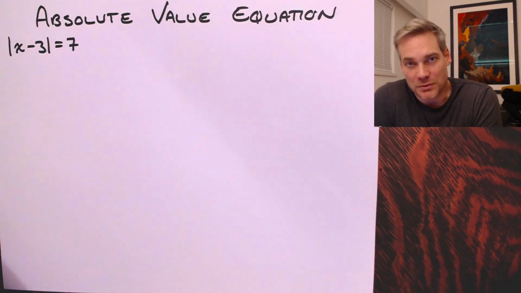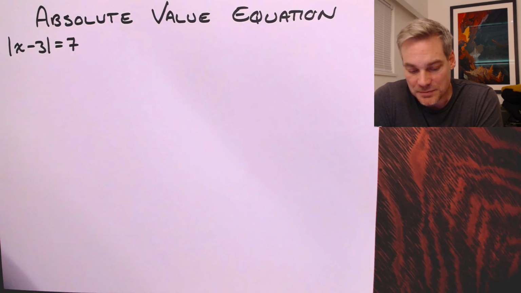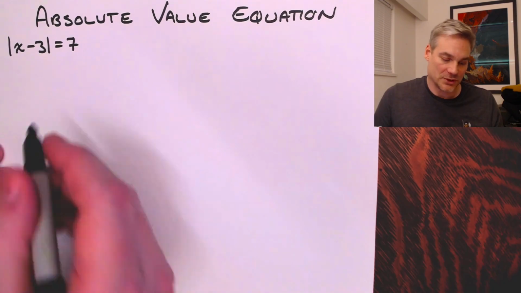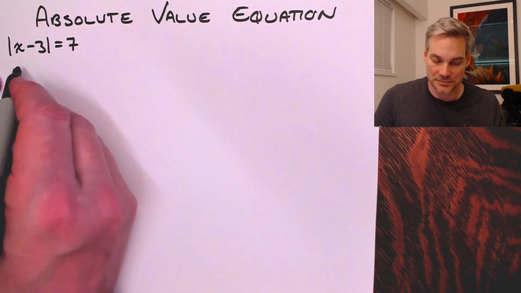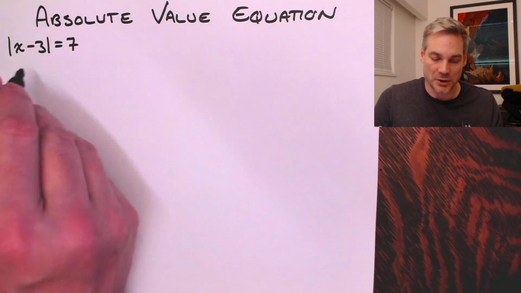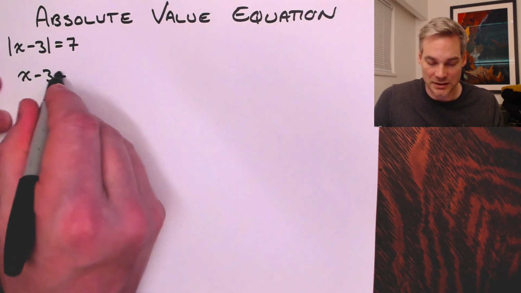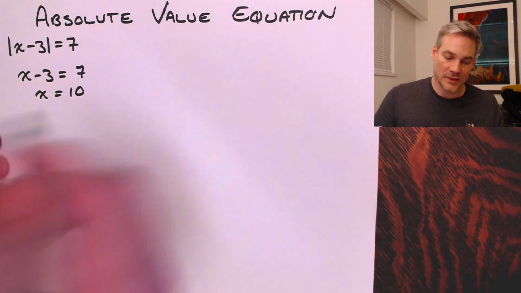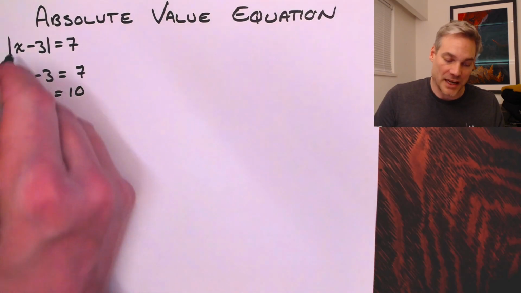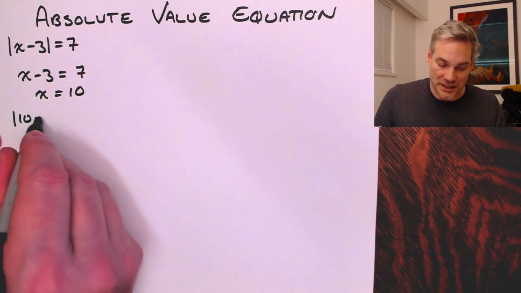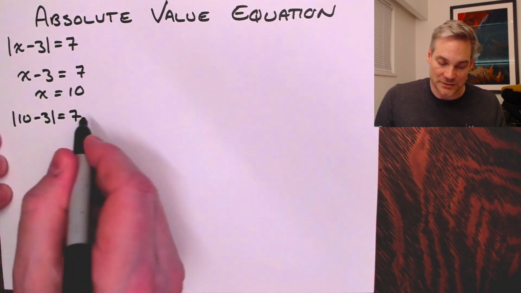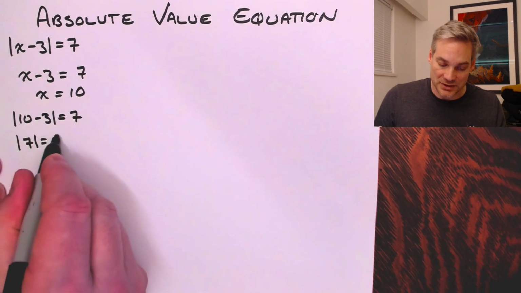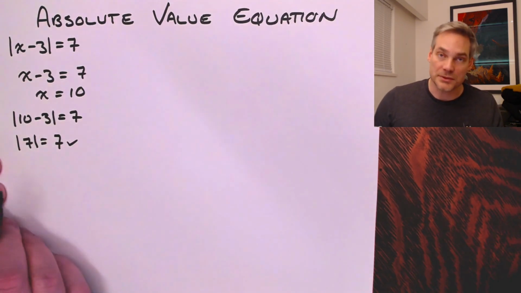Hey, so we're going to do an absolute value equation, and it's pretty straightforward, but let's just solve this. So we have two possible solutions here. So I'm going to say, well, this could be positive, so let's do x minus 3 could equal 7, which is the same as x equals 10. And now I can check this. So I put this back in, so I'd say absolute value of 10 minus 3 equals 7. And that's just the absolute value of 7 equals 7, which we do know is true.